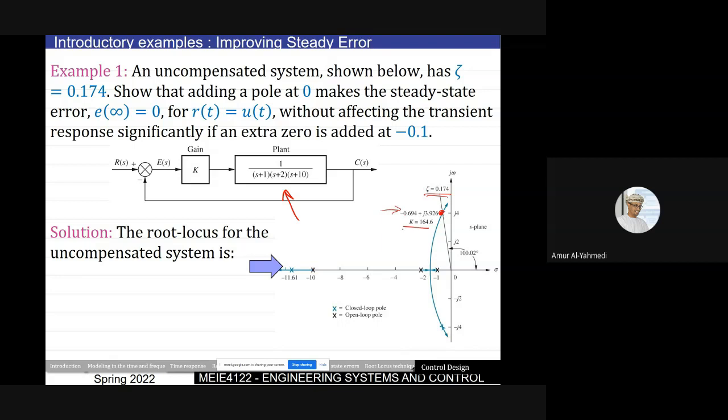With k equals 164. So let's say I'm happy with this. This is my transient response. Time to the peak, settling time, percentage overshoot is okay. But my steady state error is not okay.